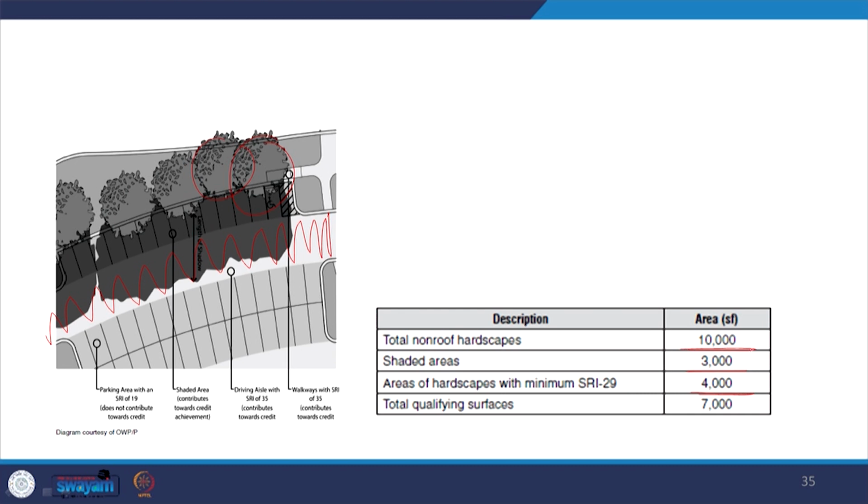Together it makes a total of 7,000 square feet. So, around 70% of the non-roof area is following one or the other of these strategies, and that is how it will qualify, because the minimum was 50%. So, this qualifies in this case. This is how the compliance to one of these criteria will be shown.